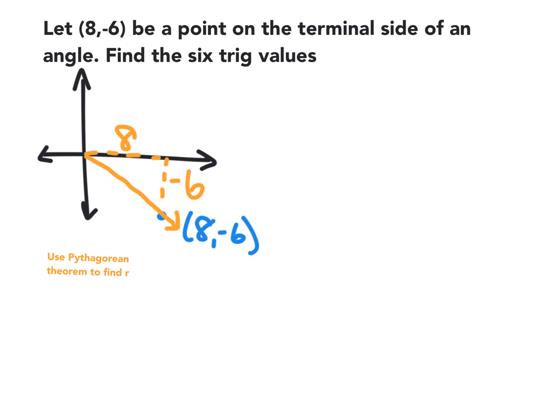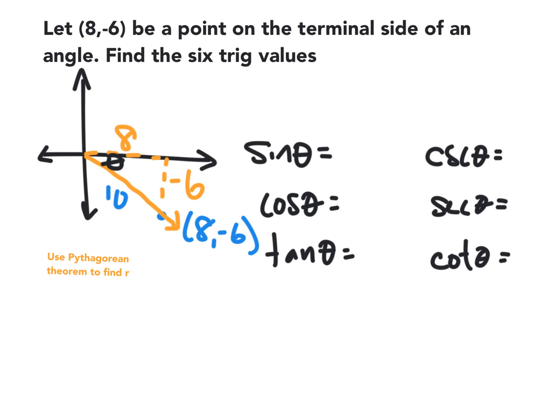Once you have the triangle, you're going to want to use the Pythagorean theorem to find r. In this case, r is equal to 10. Remember that even though it's here in the fourth quadrant, r is always positive. And we always want to use this angle that's here at the origin as our theta. From this, we can build the 6 trig values.